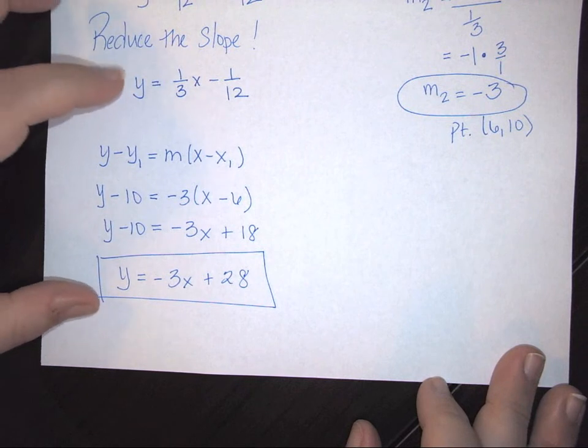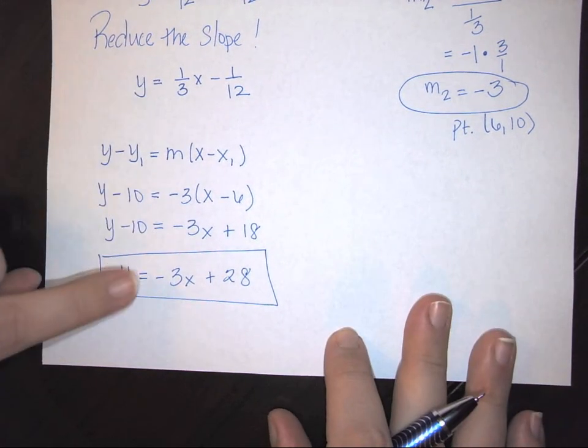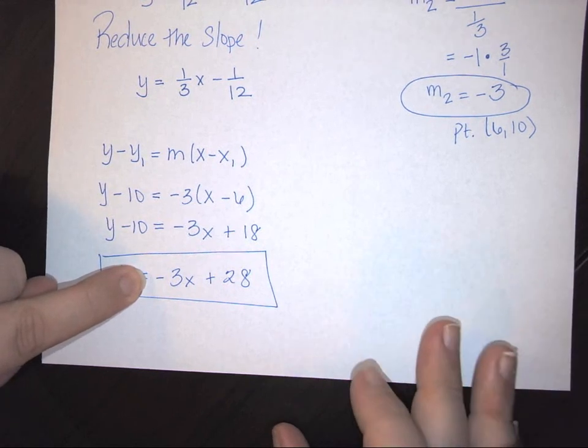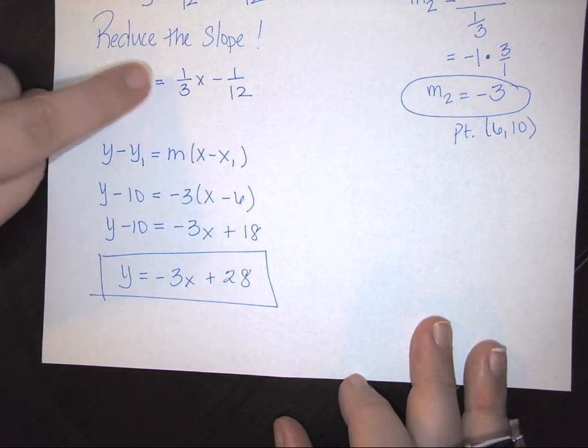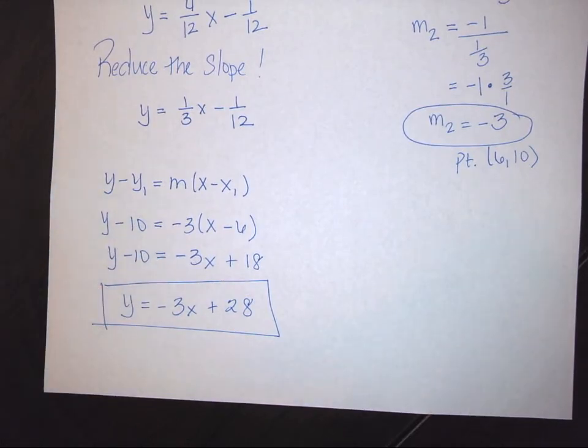So notice between these two lines, my first slope is 1/3. My perpendicular slope is negative 3. Notice these are opposite reciprocal slopes. Therefore, I have completed my answer.